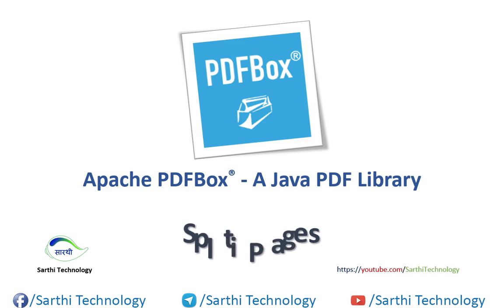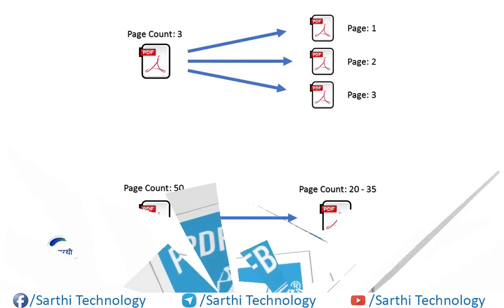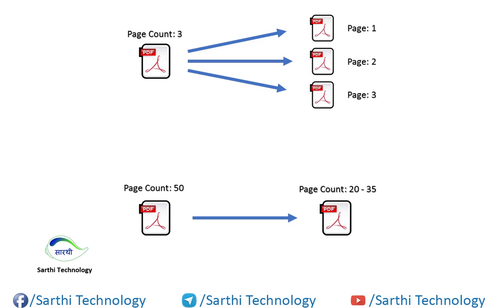In this video and in the next video we will learn about split pages. There might be two scenarios in which you want to split the pages from the PDF. In the first, for example, this is a PDF and this PDF has 3 pages. You might want to extract all pages in separate files. In this case, this split will make 3 files and each file has a single page.